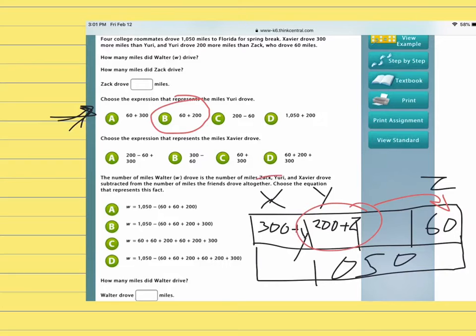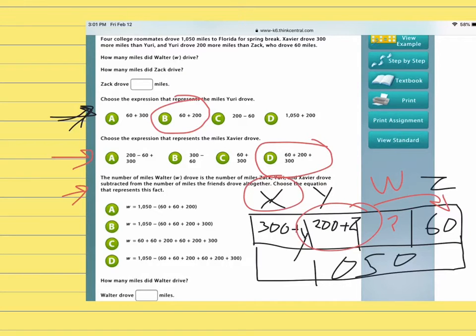Now Xavier, X, is 300 more than Yuri, and Yuri is 200 plus Z. So what expression would be for Xavier? Well, Xavier would be 300 plus 200 plus Z. So 300 plus 200 plus Z would be equivalent to the letter D there. The only information we don't know is Walter. So Walter is an unknown here. How do we figure out Walter's? Well, that's what they're asking us right here.